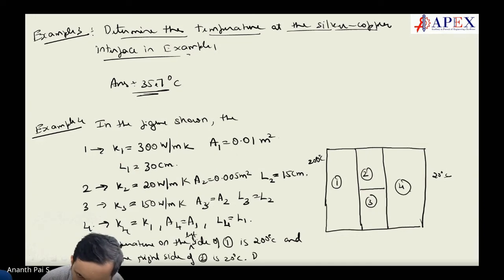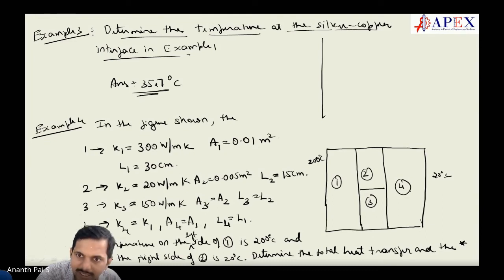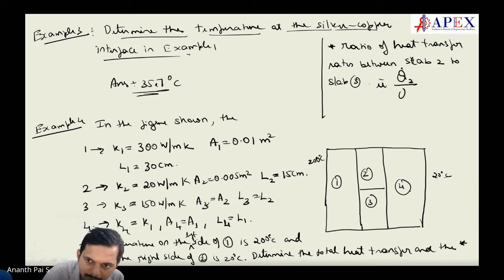Here it's important: determine the total heat transfer and, very important, the ratio of heat transfer rates between slab 2 and slab 3, that is q dot 2 divided by q dot 3. I'll write it over here, students.